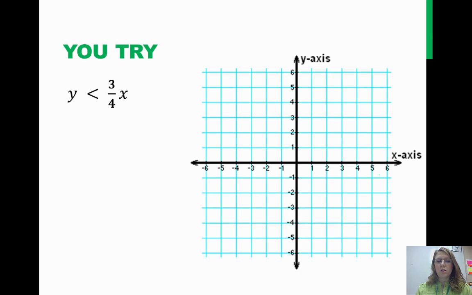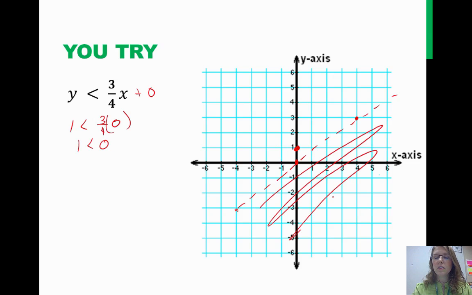On this one, I want you to pause the video, take a moment, and graph this one to see if you get something close to what I get. Okay, on this one, it's in slope-intercept form, and you can really think of the intercept as 0, so I use that as my first point, and then I use the rise over run to find my second point. I use the point 0, 1 to test, and if you notice that 1 is not less than 0, so this side is not going to be shaded, but this side will be.